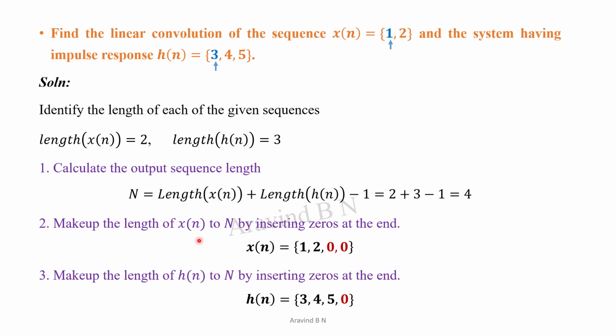Now second step, make up the length of x of n to N by inserting zeros at the end. Now the capital letter N has the length 4, whereas length of x of n is equal to 2. Therefore, in order to make the length of x of n equal to 4, we need to put 2 zeros at the end, and that has been shown over here. Now the length of x of n becomes equal to 4, which is same as that of the capital letter N. Similarly, it has been done for h of n by putting a 0 at the end of the sequence.